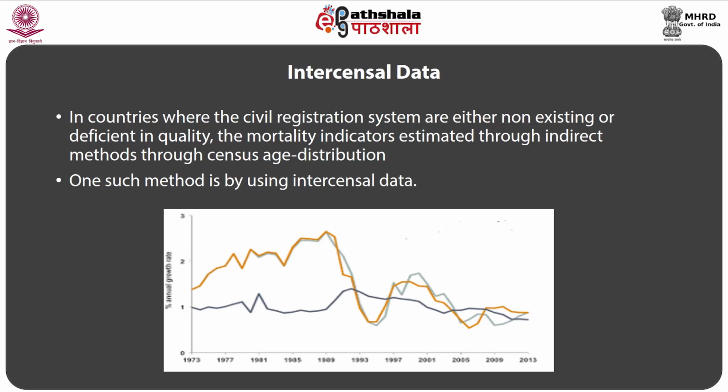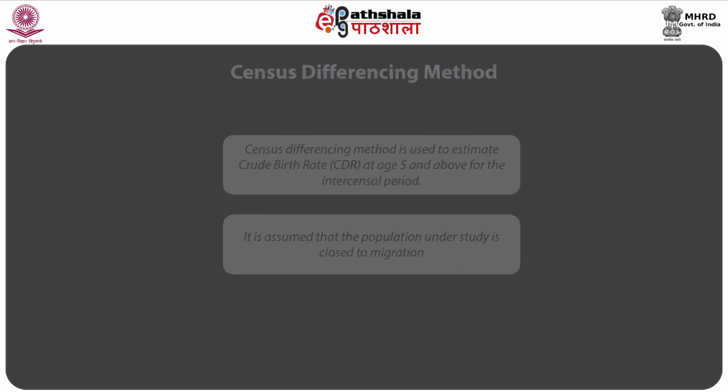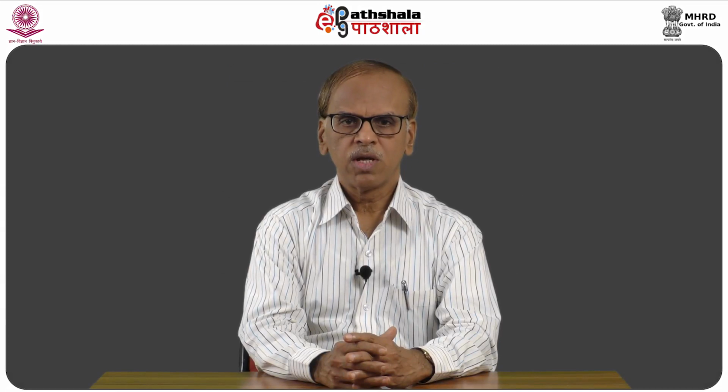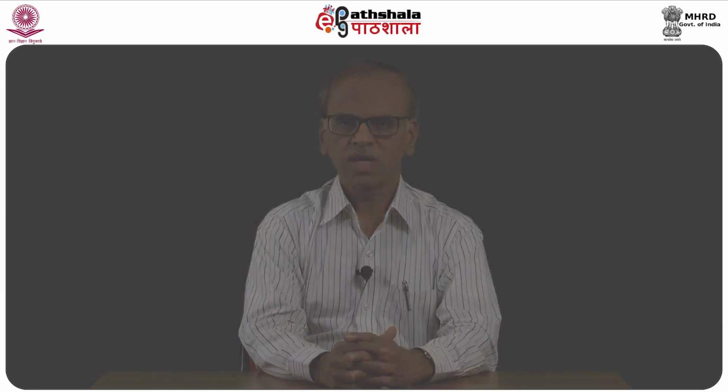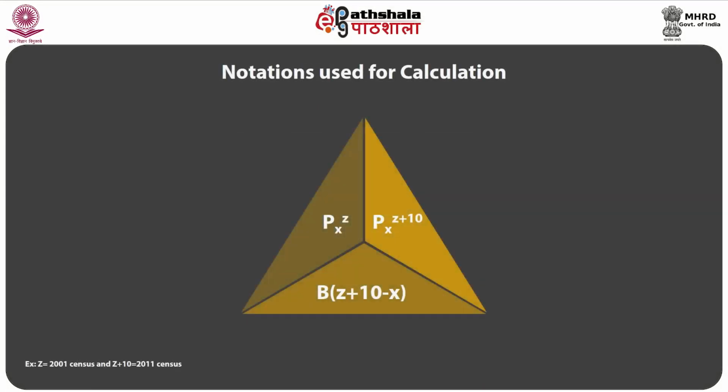You can see the graph where there is a lot of variation in the mortality indicators. Census differencing method. The census differencing method is used to estimate the crude death rate at age 5 and above for the intercensal period. Here we assume, for example, 2001 and 2011 as the 2 census periods. It is assumed that the intercensal period is 10 years and the population under study is closed to migration.